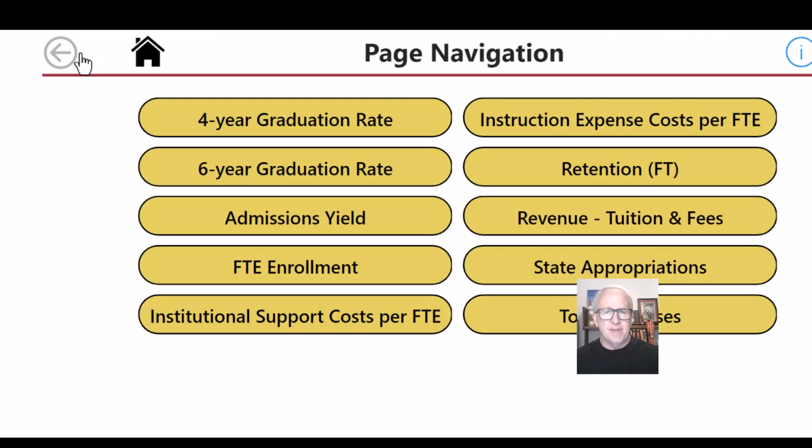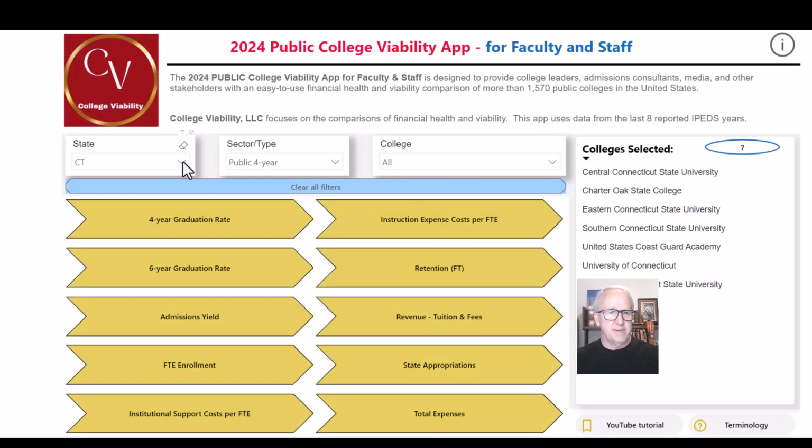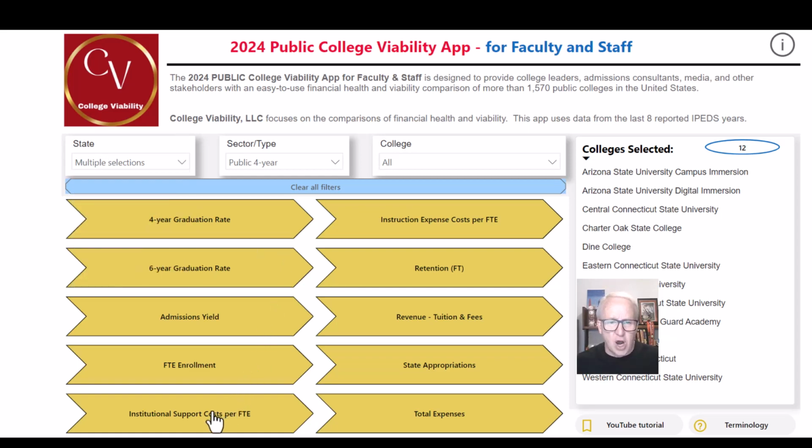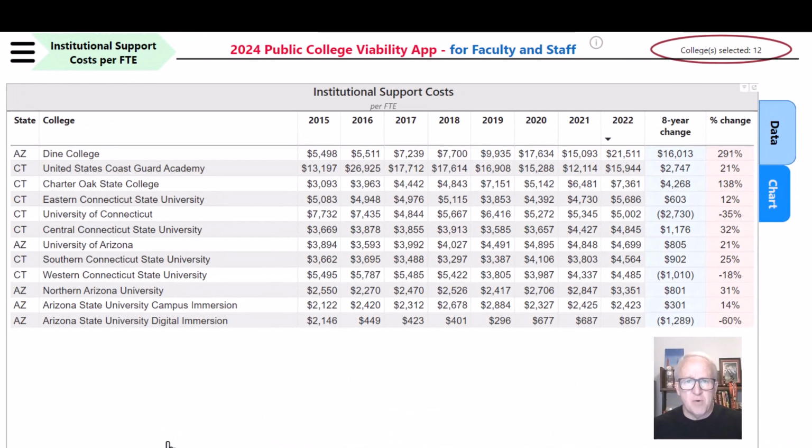And then lastly, I'm going to go home. This is the navigation button to go home. You've seen that before. And I'm going to add a state. I'm going to add another smaller state. Let's go to Arizona. So now we're going to look at the colleges for both Arizona and Connecticut. Let's go back. I'm going to look then at the institutional support costs per full-time enrolled student.